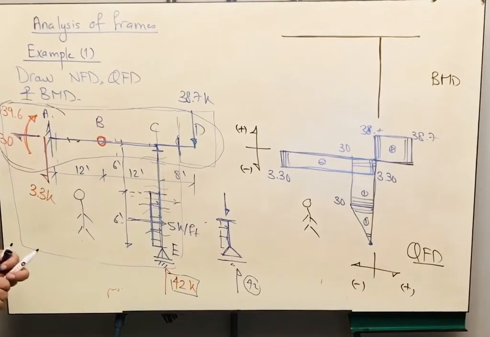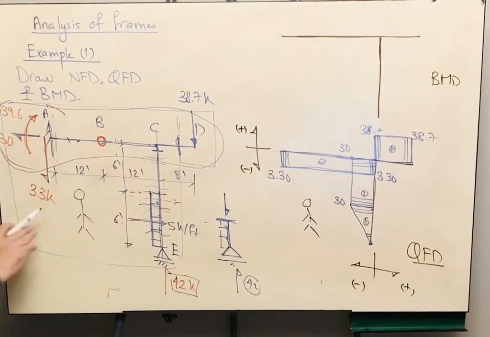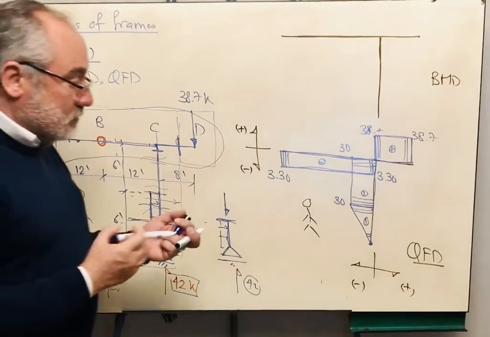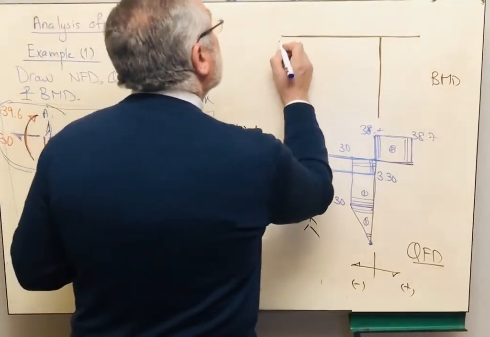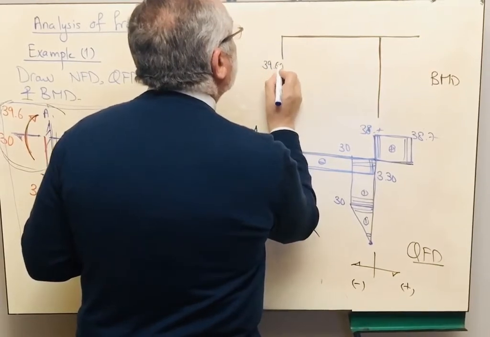Let us start in the part ABCD. Now I'm working as usual from the left hand side. When you hide all of the frame and you just take the left hand side, you are going to have the moment reaction. The tail of the arrow is under the datum. We are drawing the bending moment on the side of the tail of the arrow. Therefore here the magnitude is 39.6.